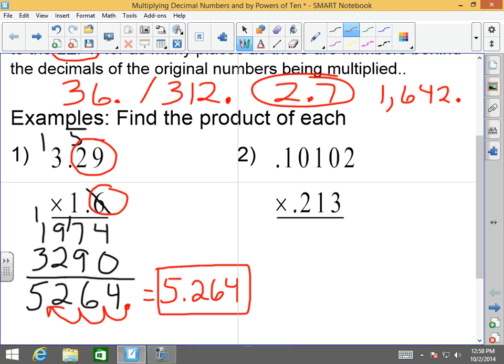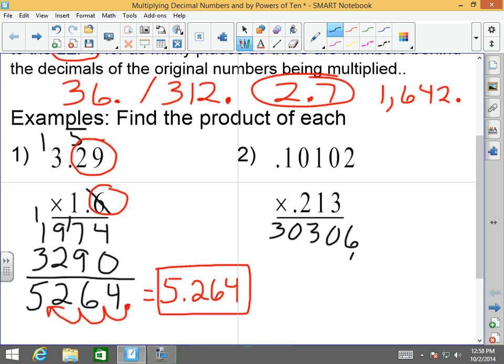Let's do one a little bit more challenging. Let's multiply. Let's see, what is this? This is tenths, hundredths, thousandths, ten-thousandths, hundred-thousandths. This is 10,101 hundred thousandths times 213 thousandths. Let's do it. 3 times 1 is 3. 3 times 0 is 0. 3 times 1 is 3. 3 times 0 is 0. 3 times 1 is 3.